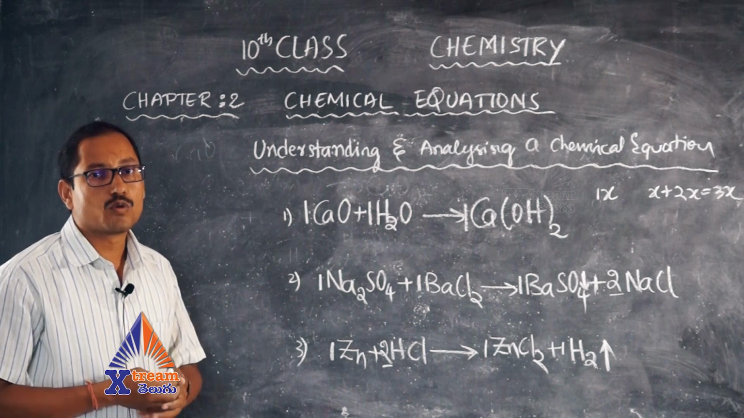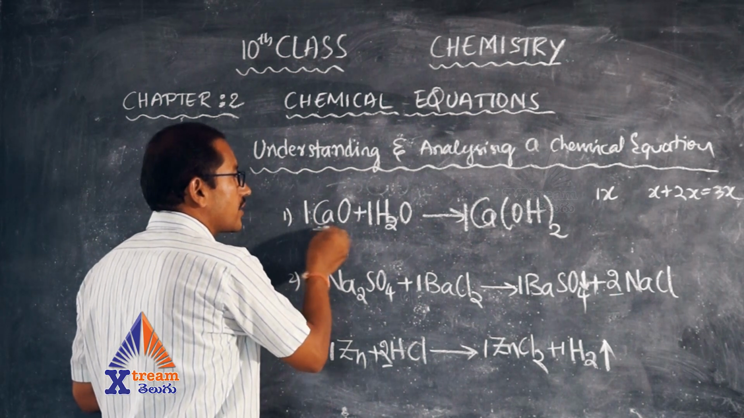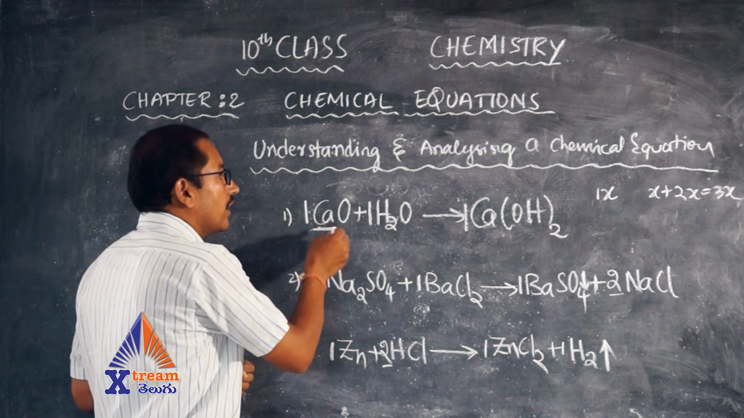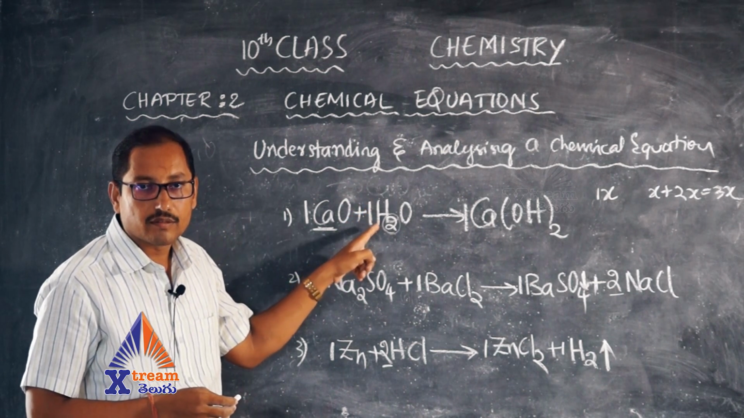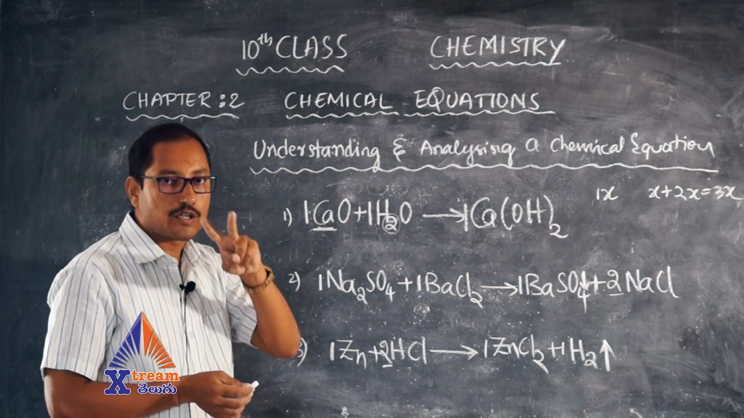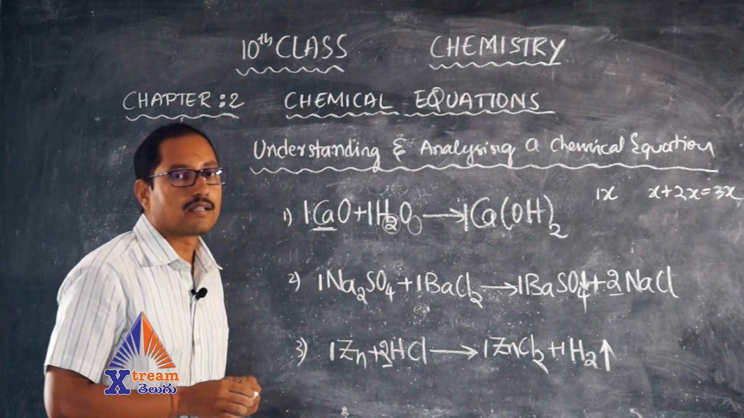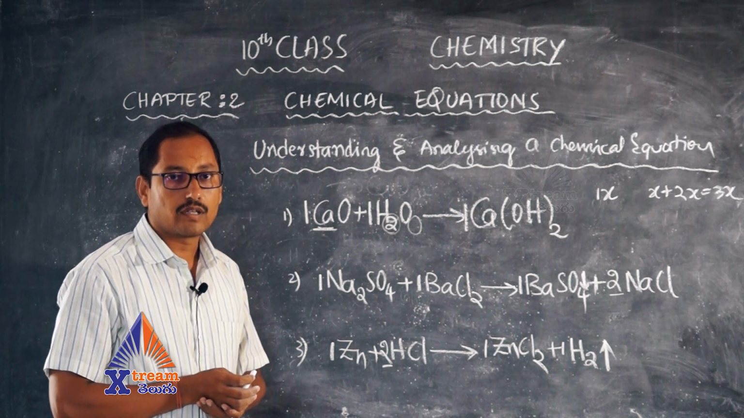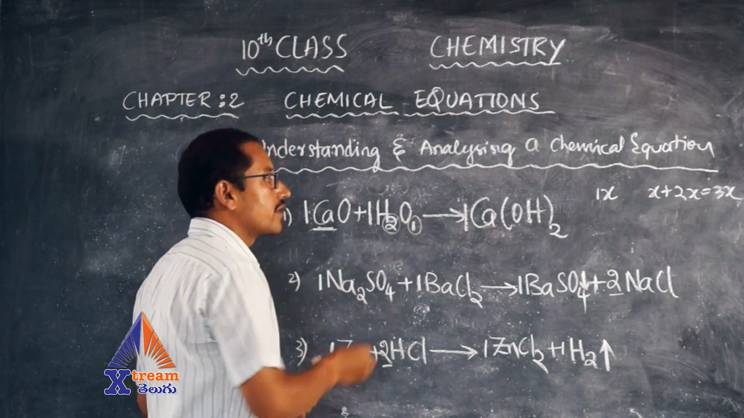Now let us understand how to analyze the chemical equations. Here, calcium, one atom is there. Here you can see 2 is written at the foot of hydrogen. That means 2 atoms of H are there. 2 hydrogens are there. At the same time, nothing is written at the foot of oxygen. That means if nothing is written, 1 is there. That means 1 oxygen atom is there.